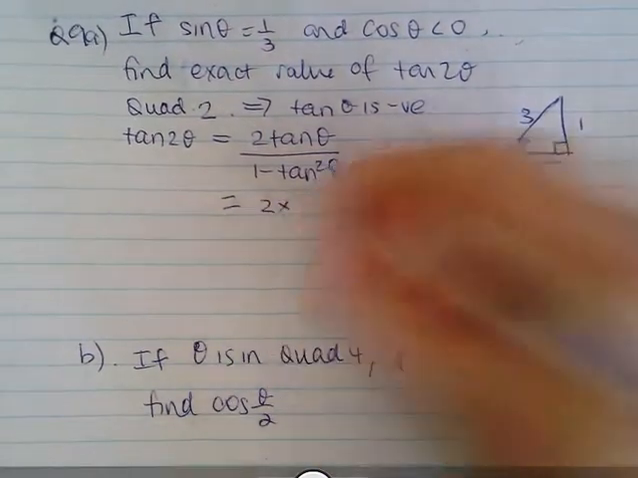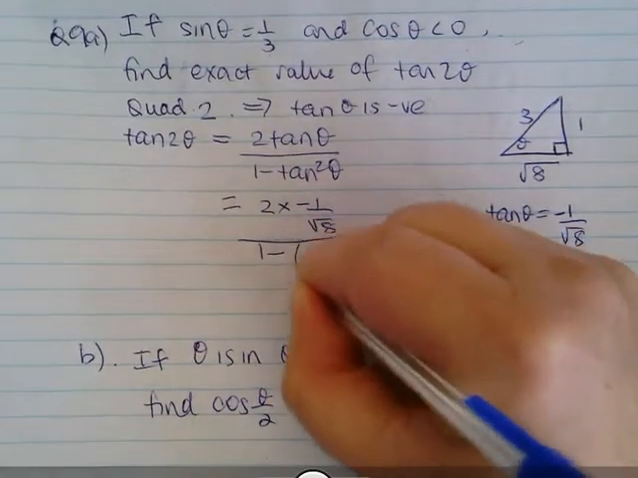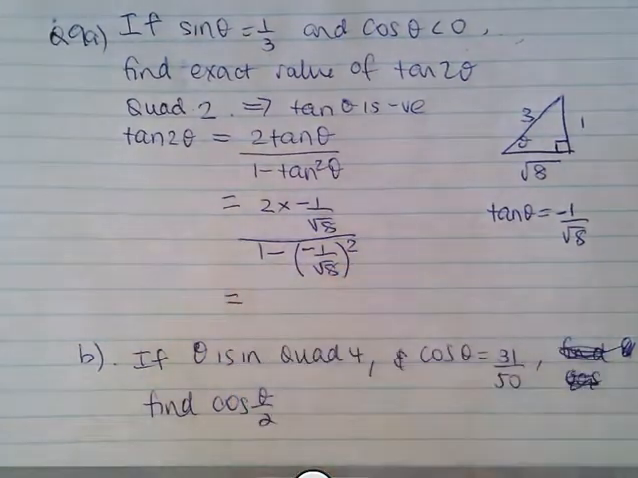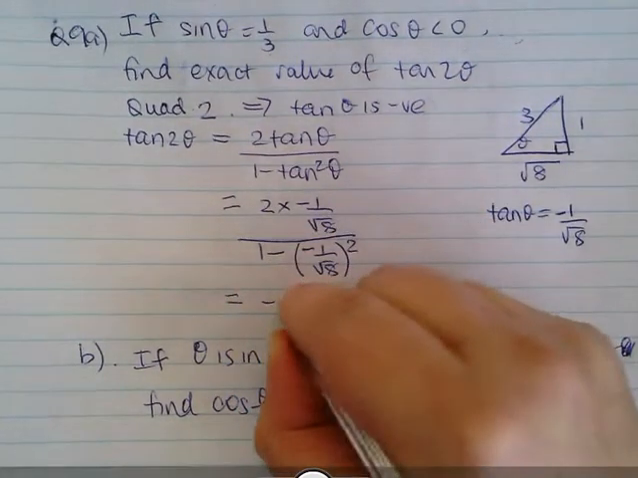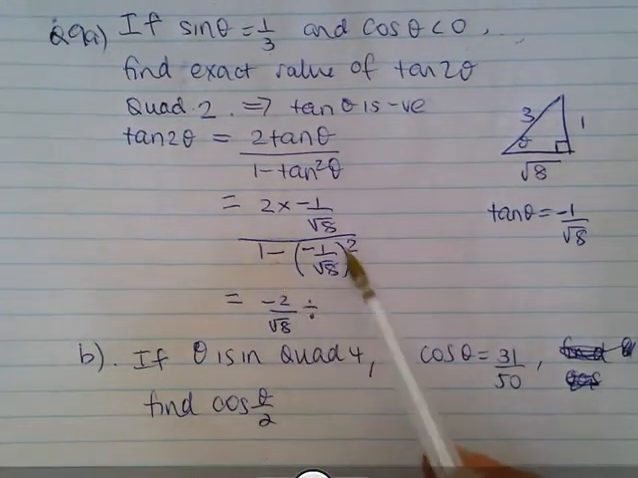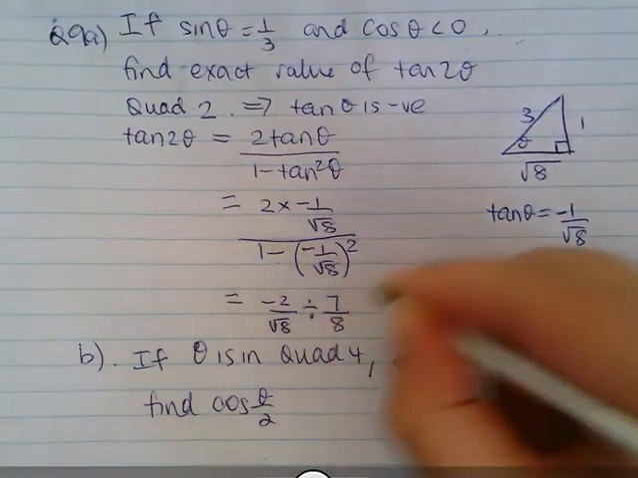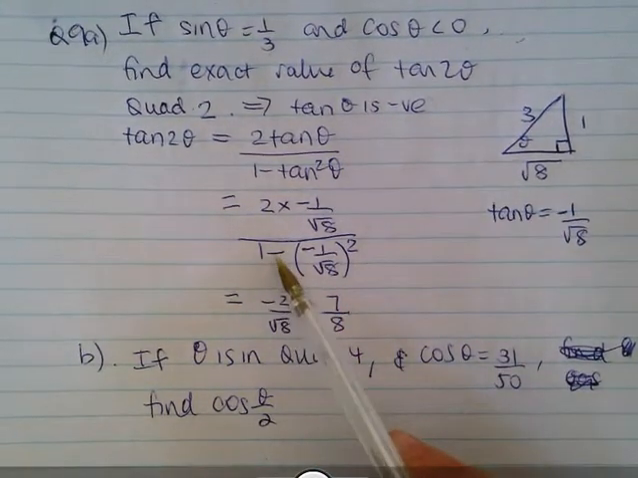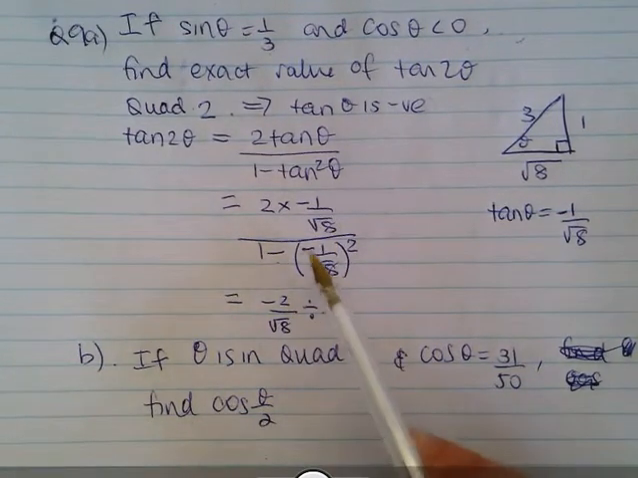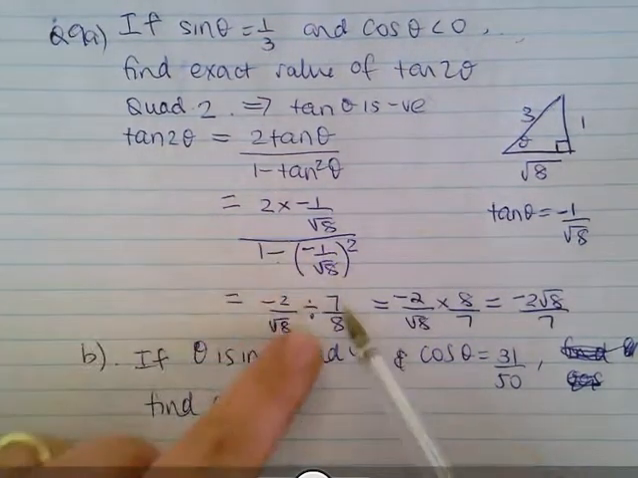So what have you got? 2 times negative 1 on root 8, over 1 minus negative 1 on root 8 squared, which is negative 2 on root 8 divided by, what's this? 1 minus an eighth, isn't it? It's actually divided by 7/8 because it's 1 minus 1/8. Negative 1 on root 8 squared is just positive 1/8. 1 minus 1/8 is 7/8.